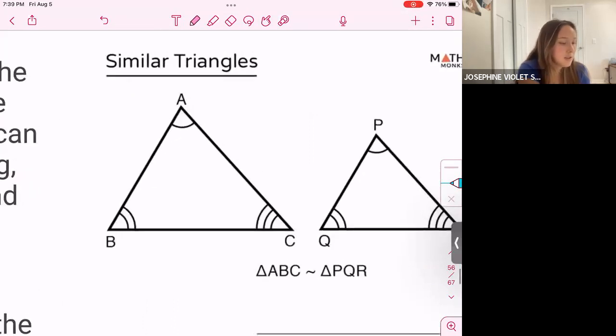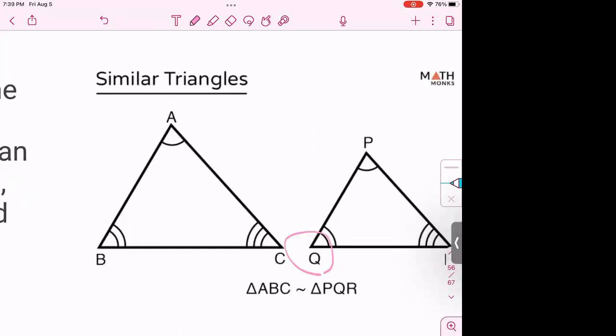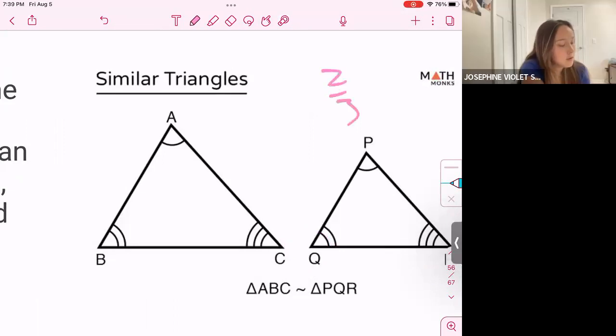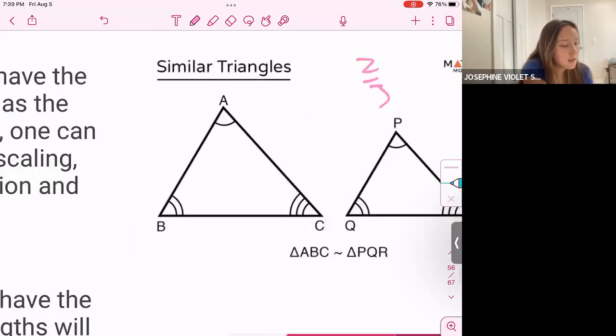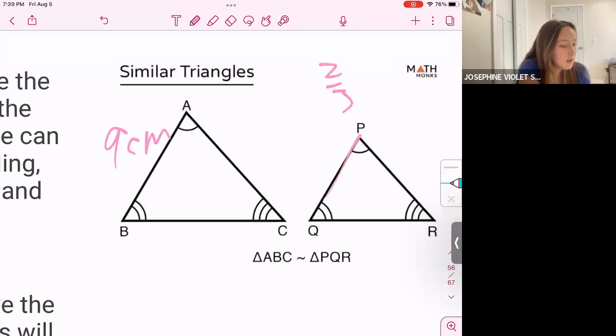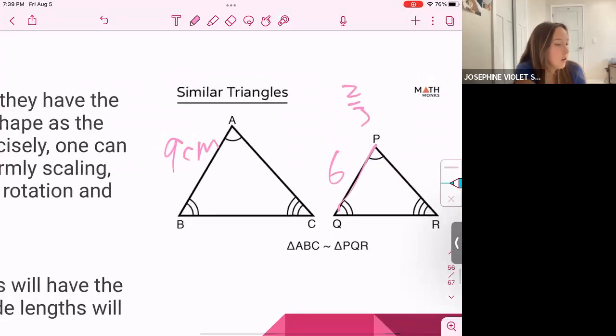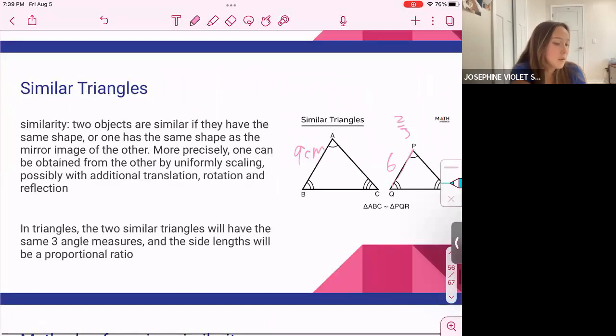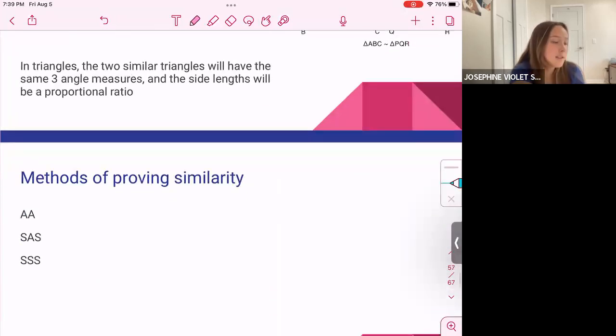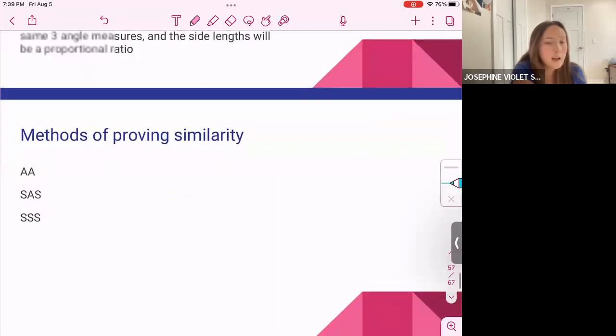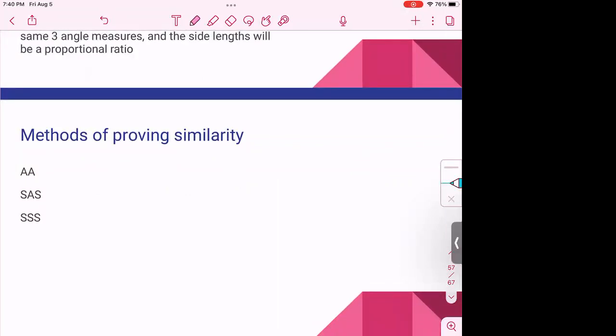So I'm going to use an example. Let's pretend that this triangle here has 2/3 the sides of this triangle here. And this side length is 9 centimeters. Then here, this side length would be 2/3 of 9, which is 6. So the side lengths are proportional and the angles are the same. However, the side lengths are not always the same. So there are a couple methods of proving similarity too. There's the angle method, there's a side-angle-side method, and a side method.